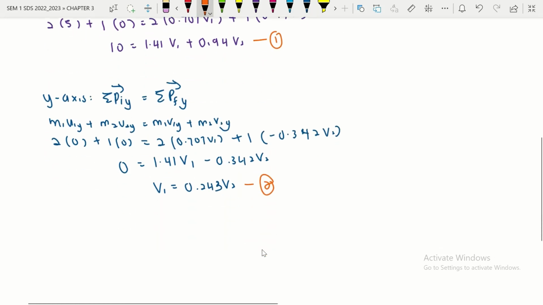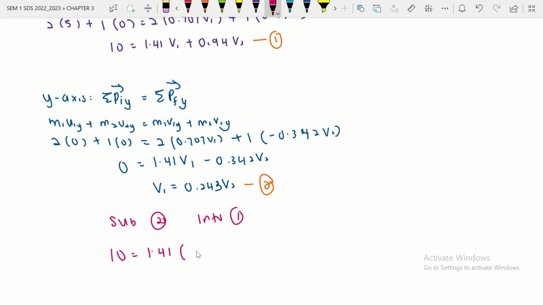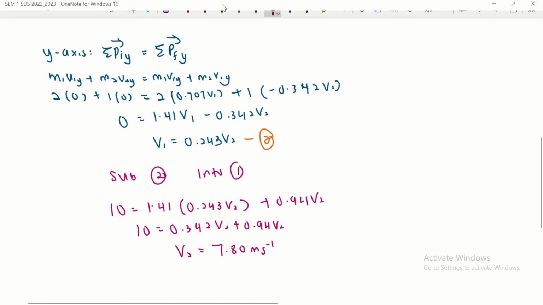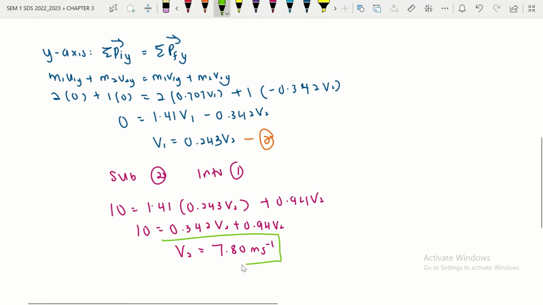So what we must do, we substitute 2 into equation 1. Sub 2 into 1. So meaning kita akan substitute V1 ke dalam equation 1. So 10 equals to 1.41 times V1 adalah 0.243 V2. Jangan lupa tulis V2 ni, tambah dengan 0.94 V2. So therefore you will get 10 equals to 0.342 V2 tambah 0.94 V2. So add up, you will get your V2 equals to 7.8 meter per second. So you dah dapat the final speed untuk second ball.